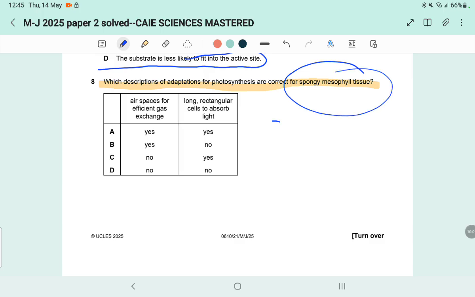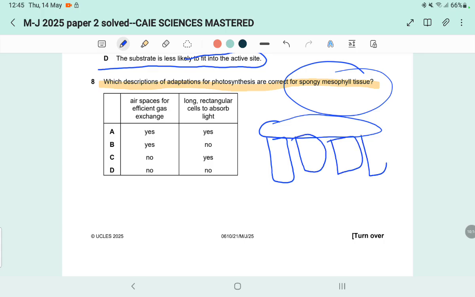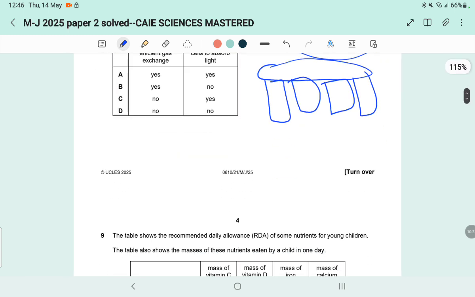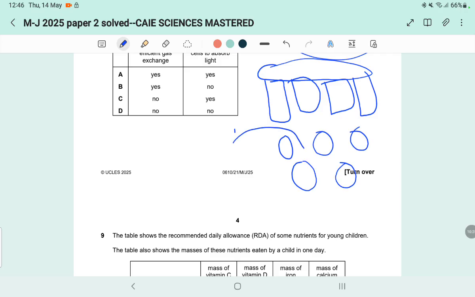So let us draw the upper epidermis. This is the upper epidermis, and here we have the palisade mesophyll cells. Here are the palisade mesophyll cells, and then bear with me in this part. Spongy mesophyll cells means what? Areas with air spaces. There are air spaces here, and they are random in shape. So this is an air space. This is an air space.